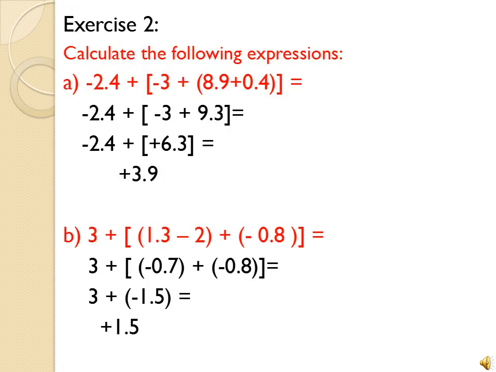Correct exercise 2. Calculate the following expressions. So here we have many brackets. As I said in the previous video, we must start with the most internal bracket. The smallest bracket is 8.9 plus 0.4, so I start from here with the most internal bracket. I have 8.9 plus 0.4. I must add them because they have the same sign.